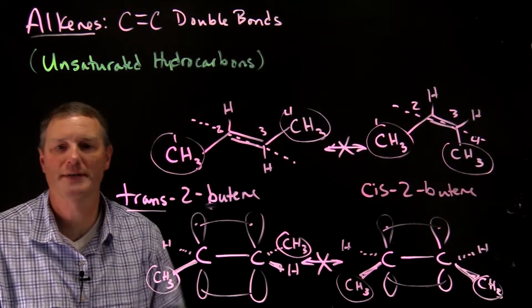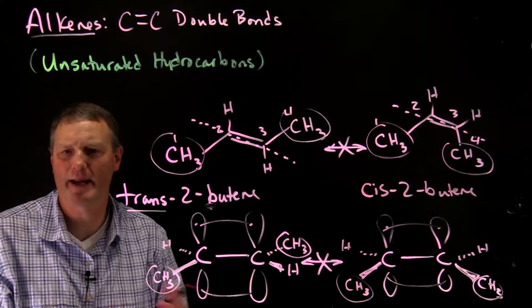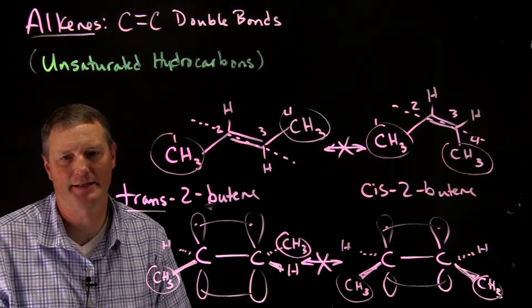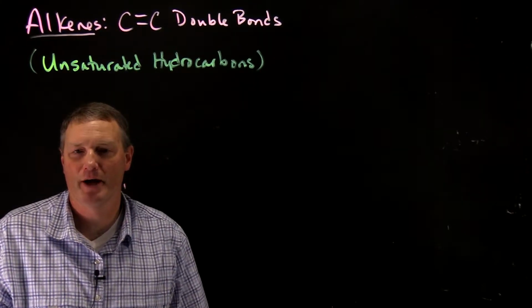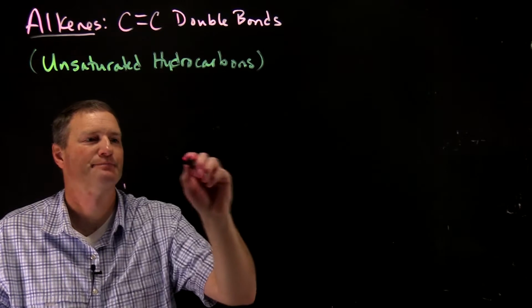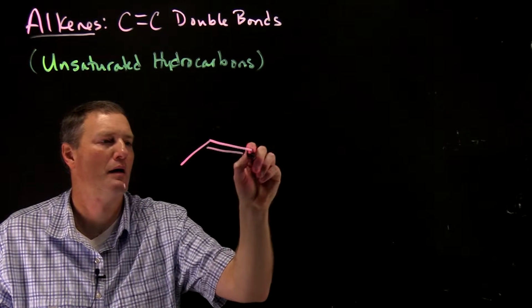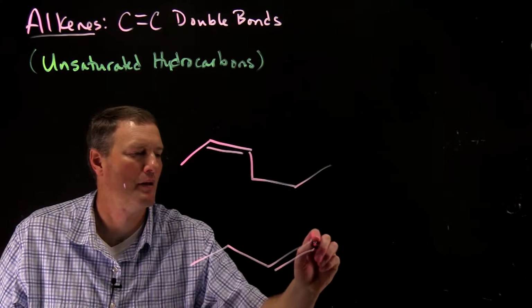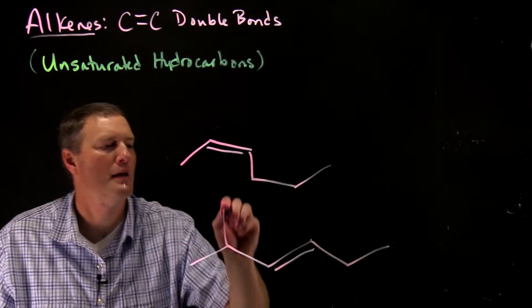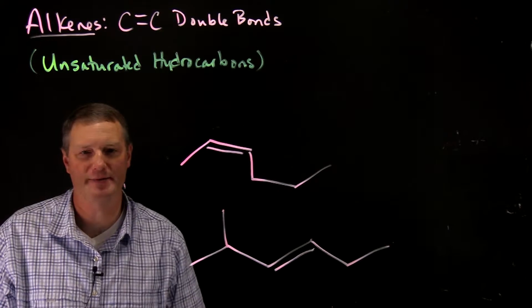In the next example, we'll take a look at naming these and recognizing whether you have a cis or trans double bond. So let's take a look at a couple more examples of carbon-carbon cis or trans isomers, and let's see if we can do some naming practice with these.